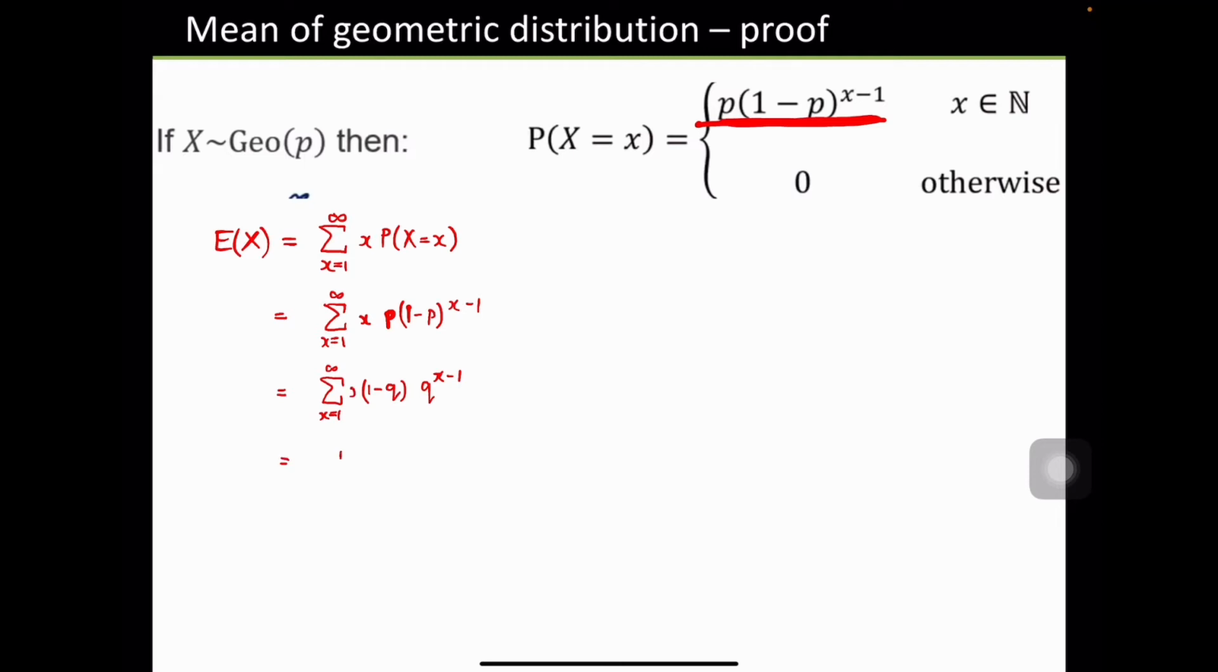Oh, I forgot the x here, sorry. Okay, so let me just quickly do this. So 1 take away q, x, q to the x take away 1. So on the next line we write x, q to the x take away 1, take away x, q to the x. So I expanded brackets on this last step.